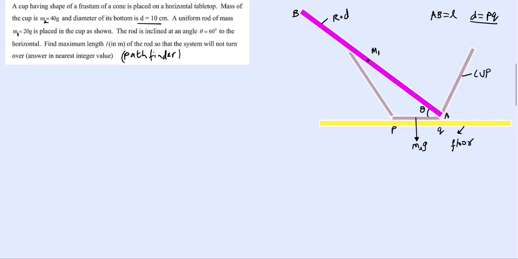Then a uniform rod of mass 20 gram is placed in the cup as shown, and it is inclined at 60 degrees. This particular thing is the rod. It is inclined, and this angle of 60 degrees it is making with the bottom of the cup. The weight of the rod will act here. Let it be mg. Then he's asking about the cup will not turn over. Turn over means it should not topple.